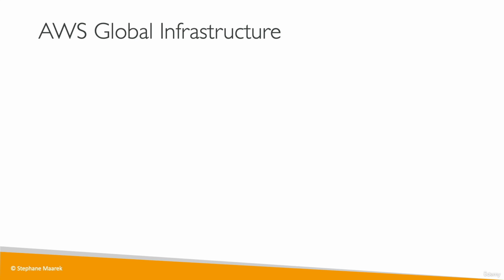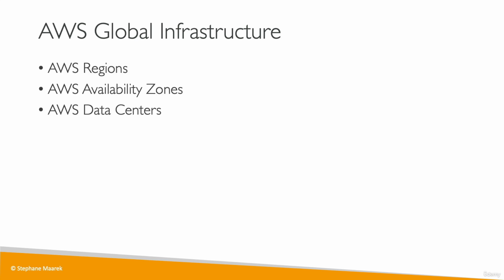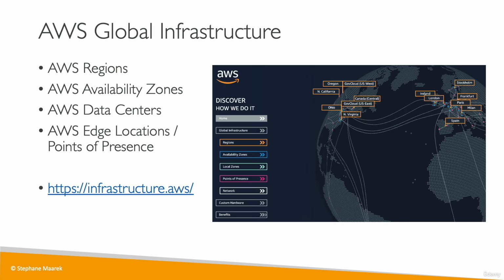Now, AWS is global, and this is where we are going to learn a bit more specifics about how it works. So we have AWS regions, availability zones, data centers, edge locations, and points of presence. And all of these can be represented on the map right here. So let's go on this website to have a quick look at it.